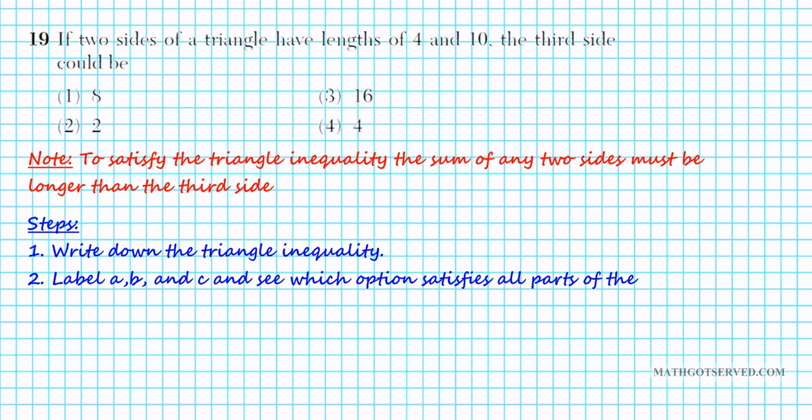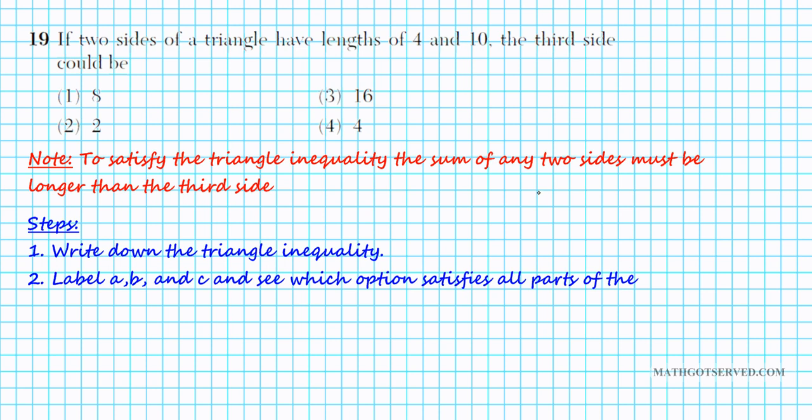All right, let's take a look at problem 19. It says, if two sides of a triangle have lengths 4 and 10, the third side could be, so we have 4 options here, only one actually works. So one thing you want to note is that to satisfy something called the triangle inequality, something that enables a triangle to be constructed, the sum of any two sides must be longer than the third side. Okay?